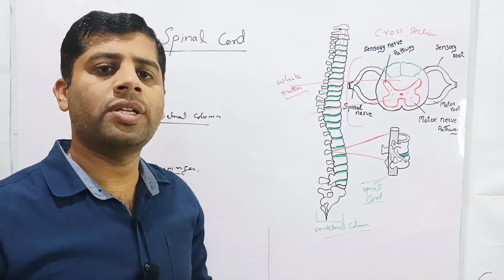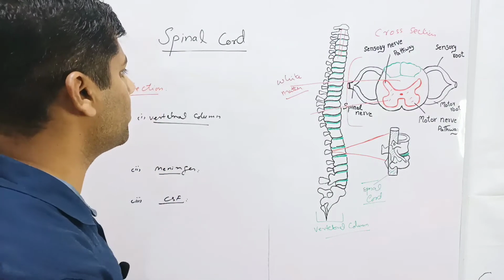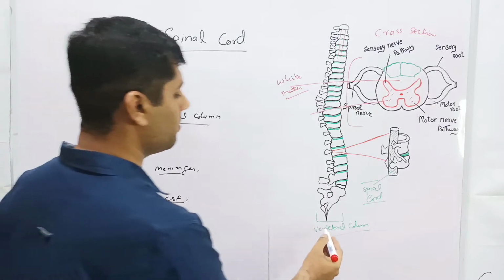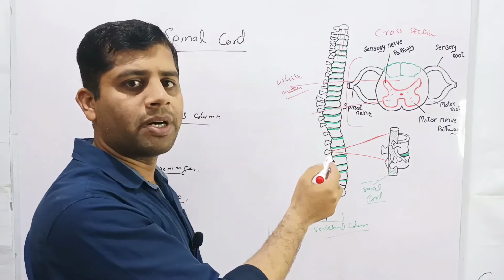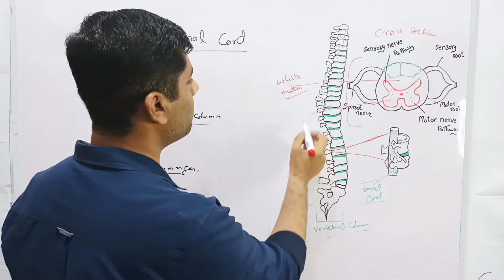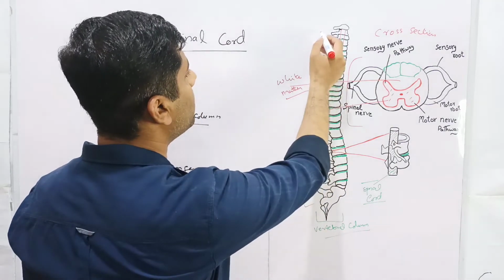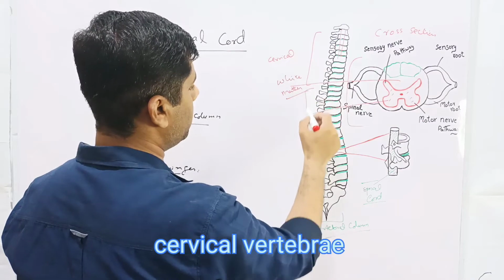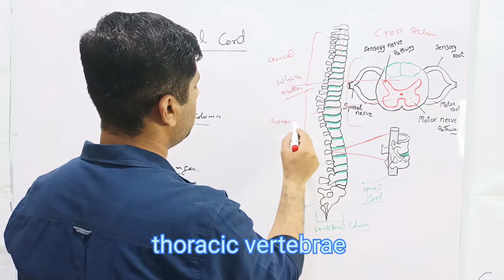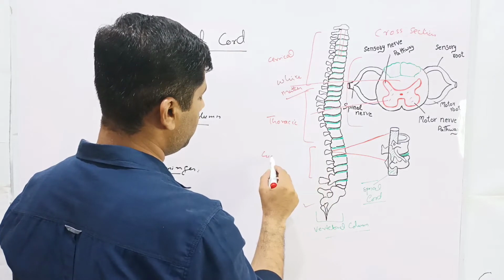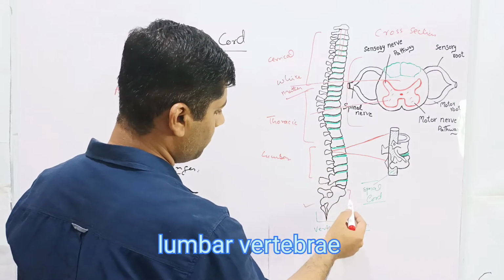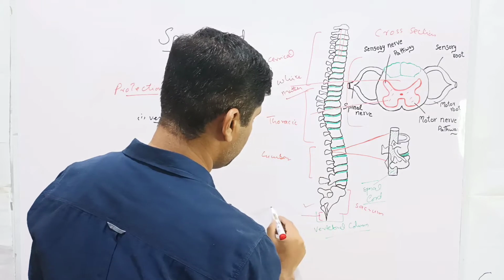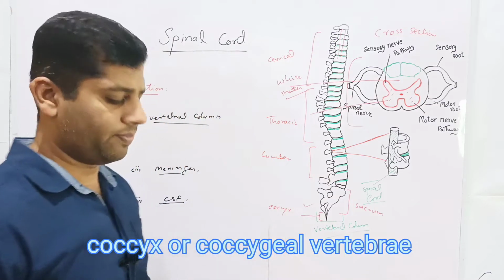As the spinal cord is a vital and delicate organ of the body, nature has gifted it with three protection mechanisms. The first one is the vertebral column. This is basically the vertebral column, the hard bony framework made up of vertebrae. There are 33 vertebrae which constitute the vertebral column. The first region is the cervical region, the second is the thoracic region, third is the lumbar region, fourth is the sacrum, the fused bone, and the last one is the coccyx or coccygeal vertebrae.